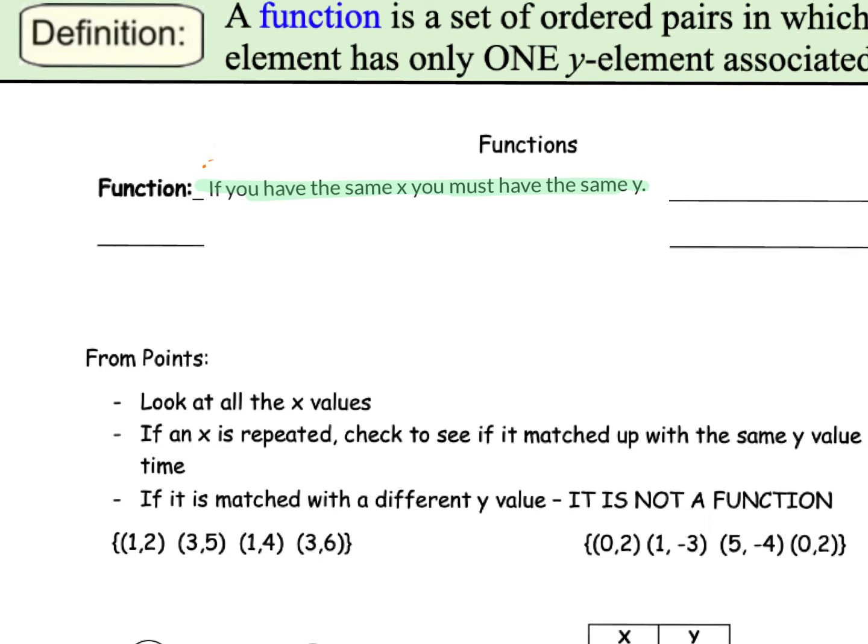So rather than have you write down a bunch of stuff, I wrote out the steps for you here. So you just need to look at your x.